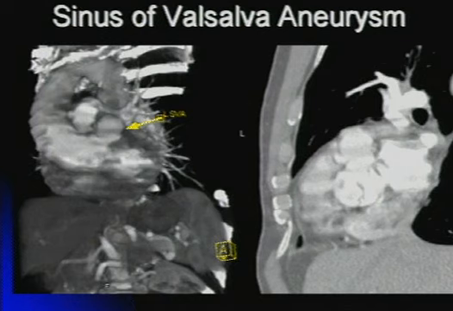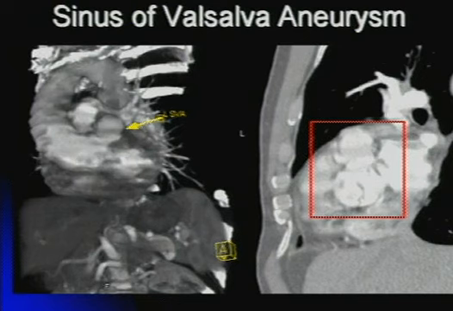This is actually a non-gated image obtained from another institution where they looked at the images in the axial planes and completely missed this left sinus of Valsalva aneurysm delineated here. When we oriented more along the plane of the aortic axis, then we can see this sinus of Valsalva aneurysm.